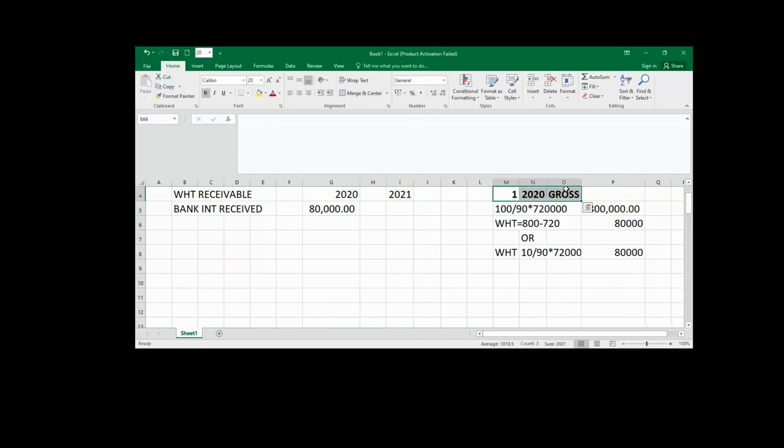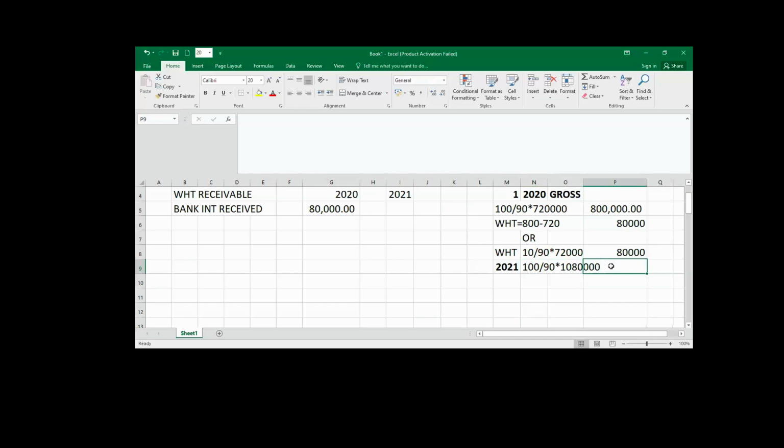We also need to calculate for 2021. In 2021, the same procedure. For 2021, we are given 1,080,000. So either you gross it up and say 100 over 90 multiplied by 1,080,000. How much do we have? Can somebody work it out? 100 over 90 multiplied by 1,080,000.